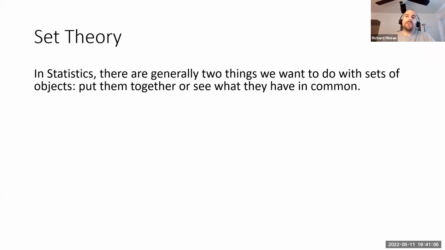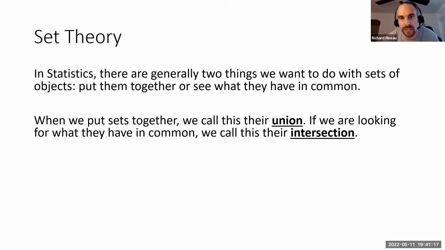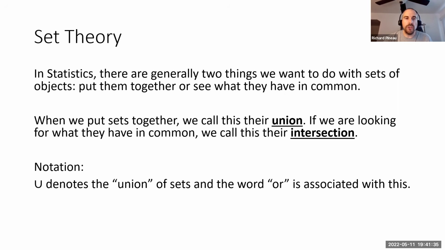Now, there are generally two things we want to do with sets of objects. One is to put them together, and the other is to see what exactly they have in common. So is there anything in common between the sets? Now, when we put sets together, we generally call this their union. And if we're looking for what they have in common, we call it an intersection. So we have to know the difference between them. Union, we put stuff together. Intersection, what they have in common. Now, the notation that we use is this U symbol that denotes the union of a set, and the word or is associated with this.